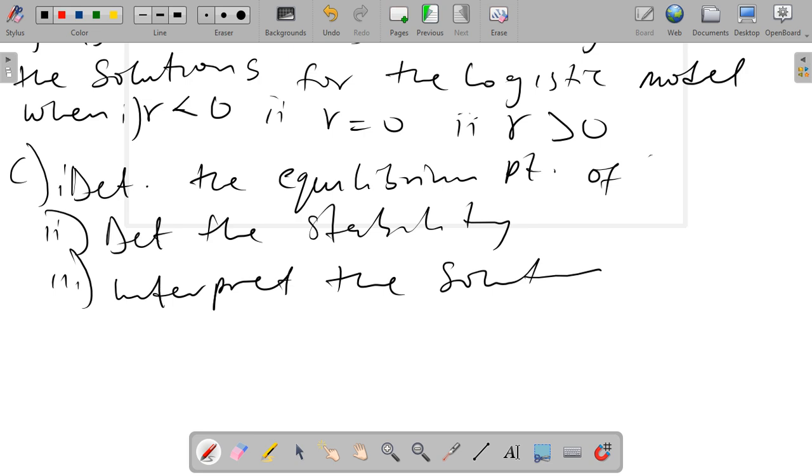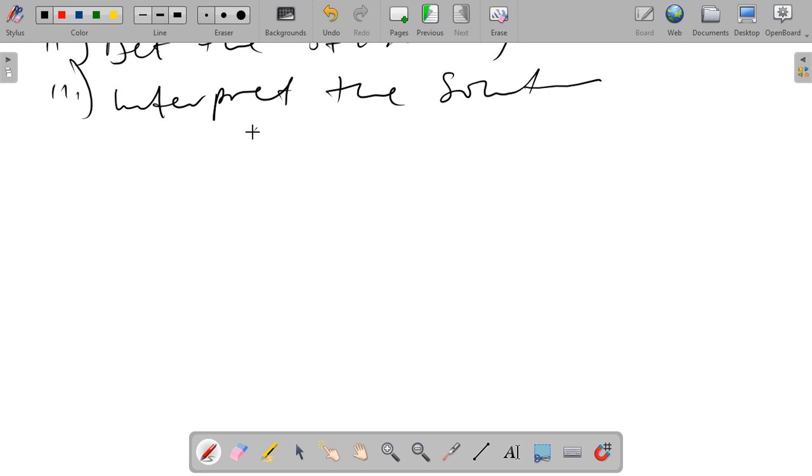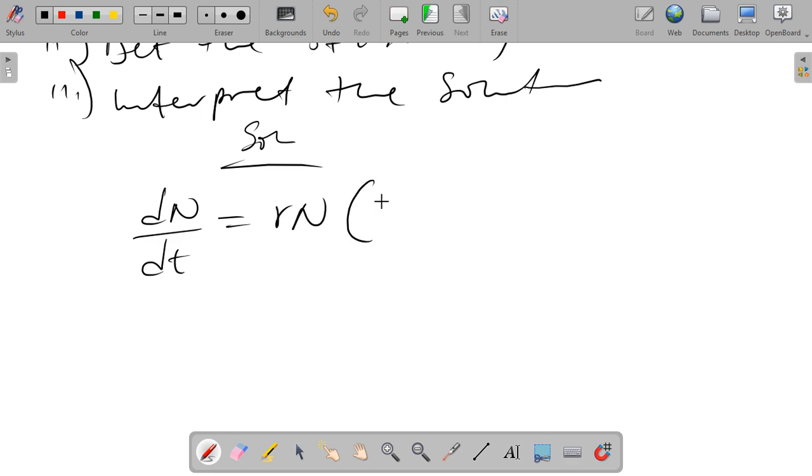Now to solve this is very easy. Solution. The first thing they say we should do is to solve the equation, and the equation they gave us is dN/dt is equal to rN in bracket of 1 minus N over K. Obviously this is a first order differential equation, and it is separable. We can separate this.